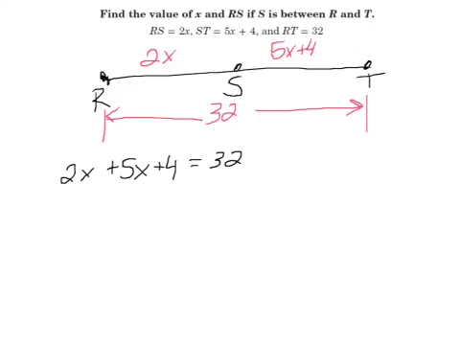The first thing you should do is combine your like terms. Here I have 3 terms in this part of the expression. I have 2 terms that contain an x. Those are my like terms. So I'm going to combine those two together. So first things first, 2x and 5x is equal to 7x. And then I just write down whatever's left over, plus 4 equals 32.